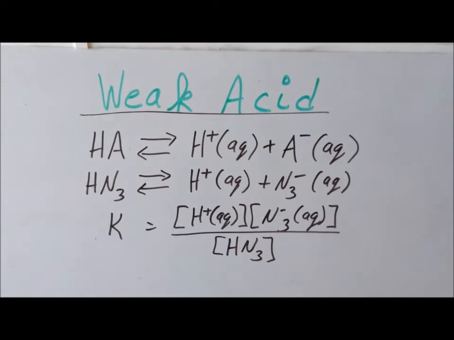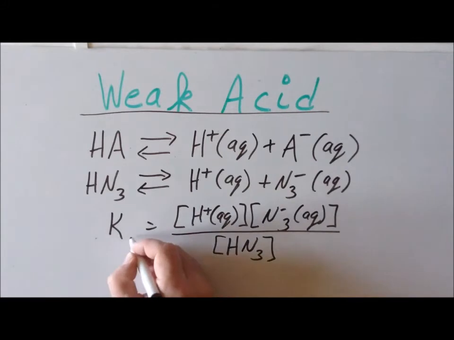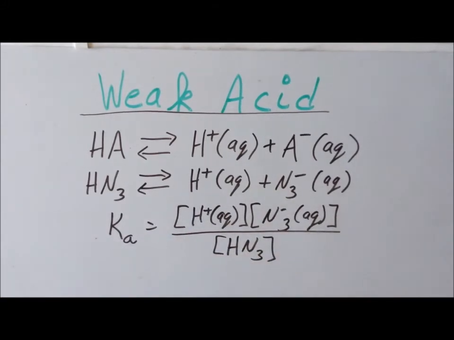This particular equilibrium constant occurs so frequently that it gets its own special name and special symbol, so we call it the acid dissociation constant, and we give it the symbol K with a small a subscript.